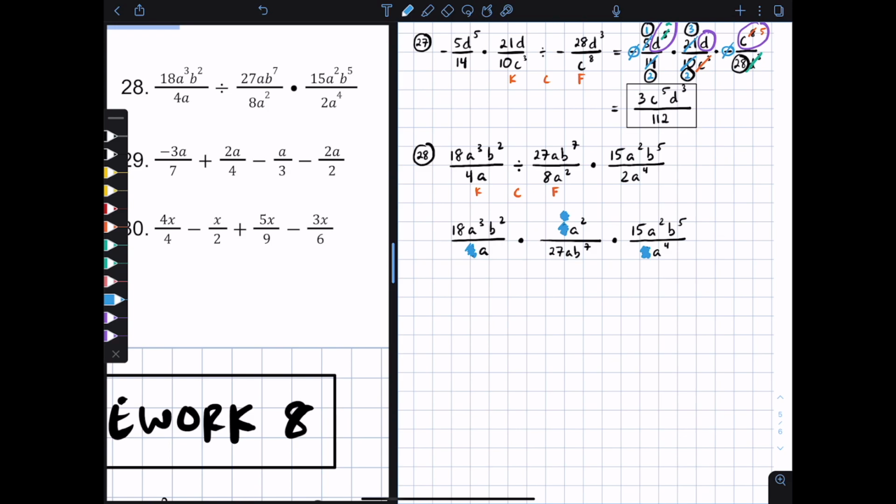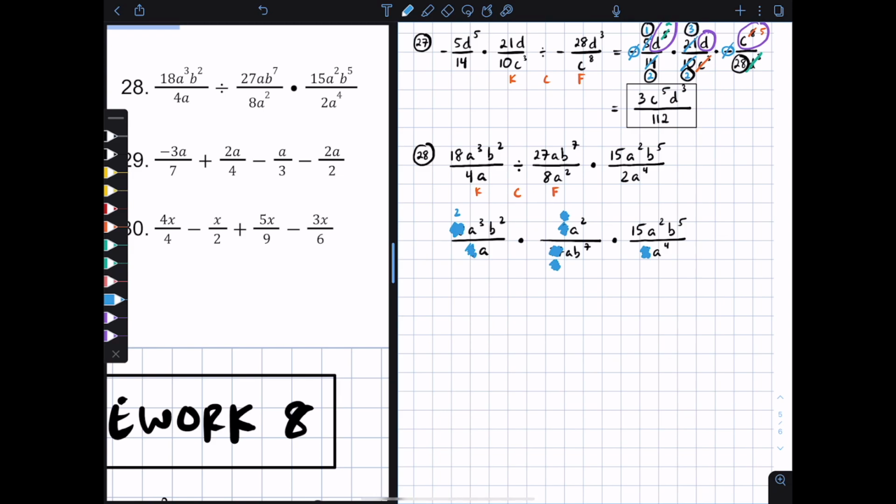Let's see what else we got here. Where do I want to go next? I'll stick with numbers, I guess. 18 and 27, they'll both divide by 9. So that would be a 2, and divide this by 9, and that would be 3. Okay. If you need to rewind, go for it. But I'm gonna stick with this because it's a little bit more clear for me.